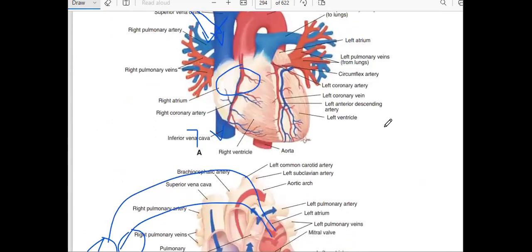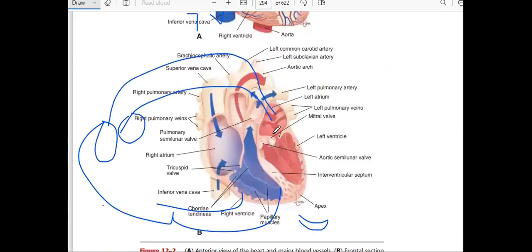So basically, the blood will reach the atrium and then the left ventricle with the help of this valve. This valve is known as the mitral valve or bicuspid valve.